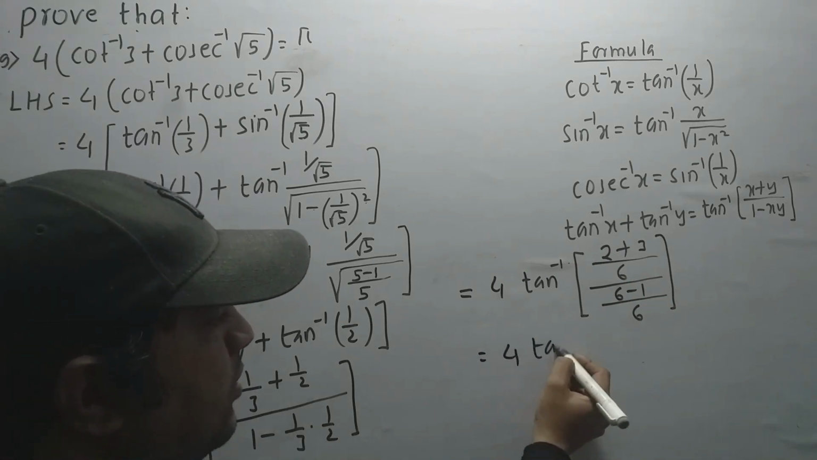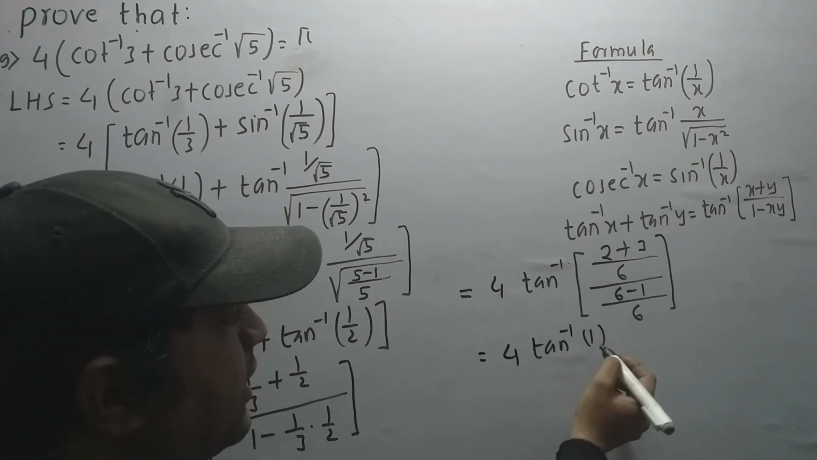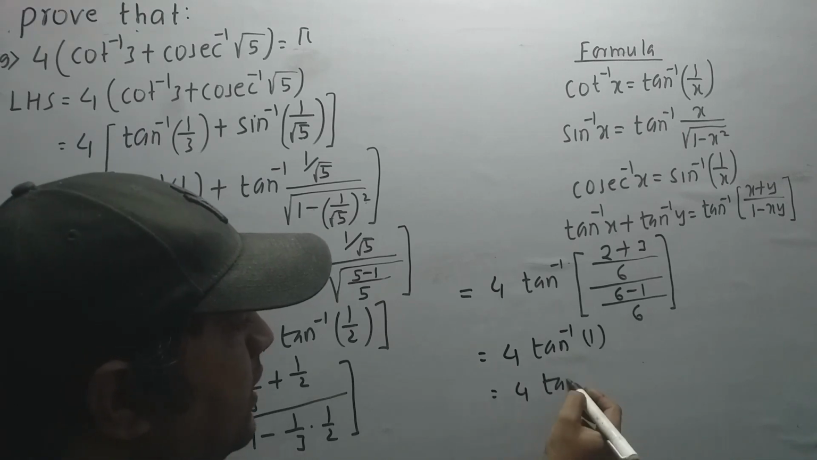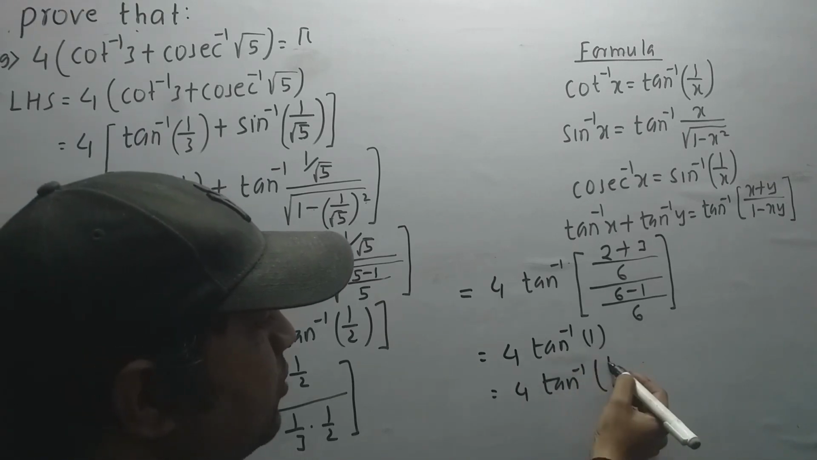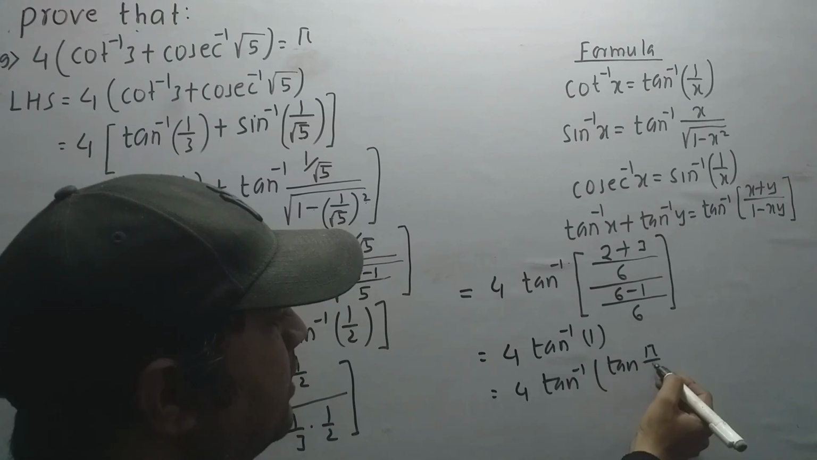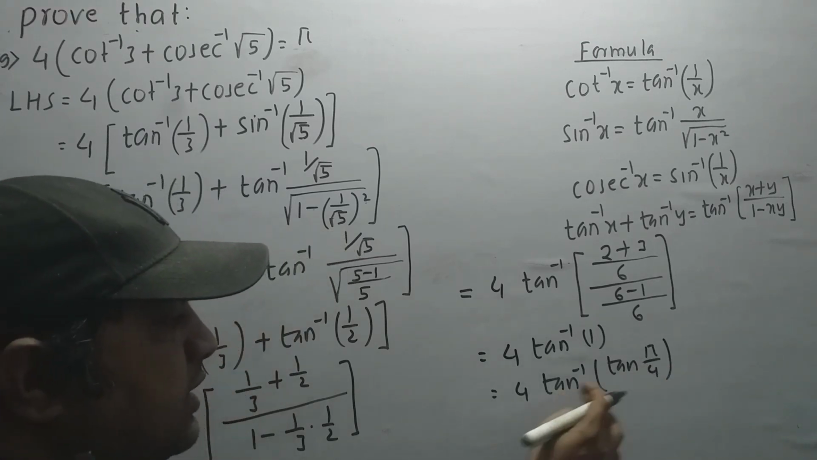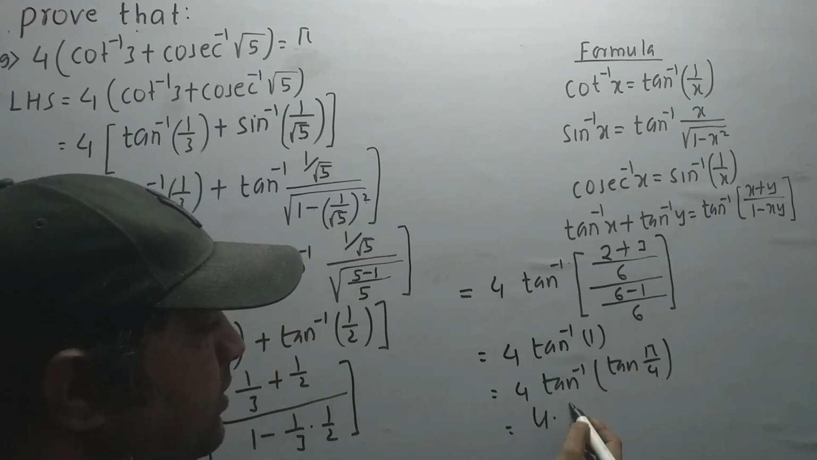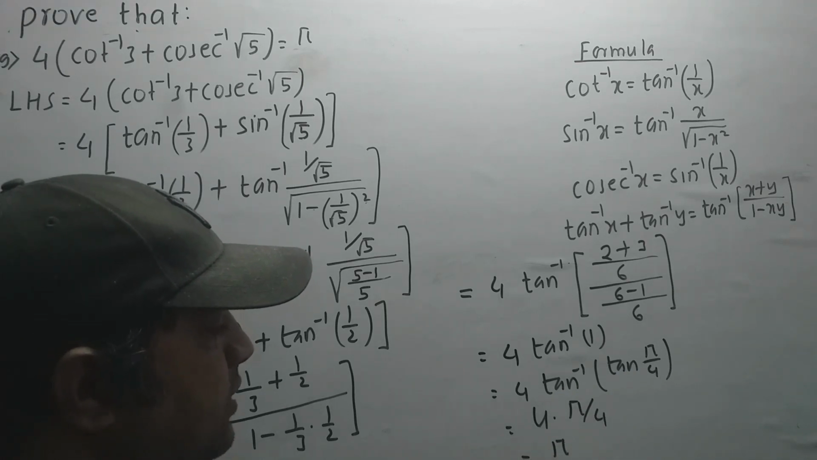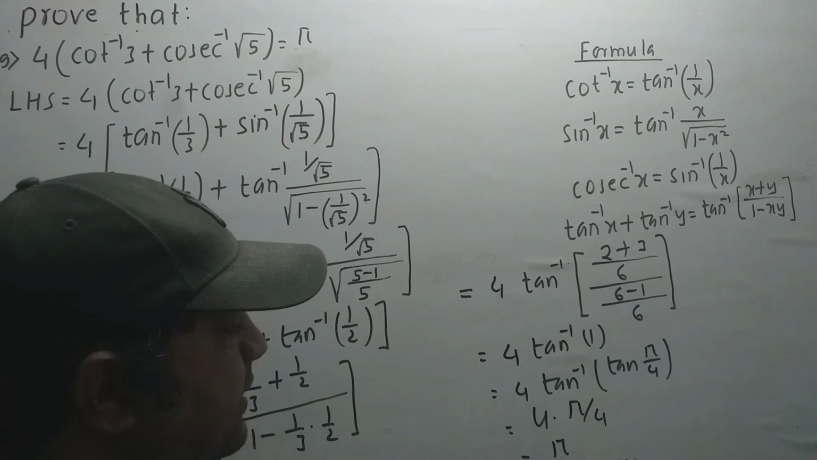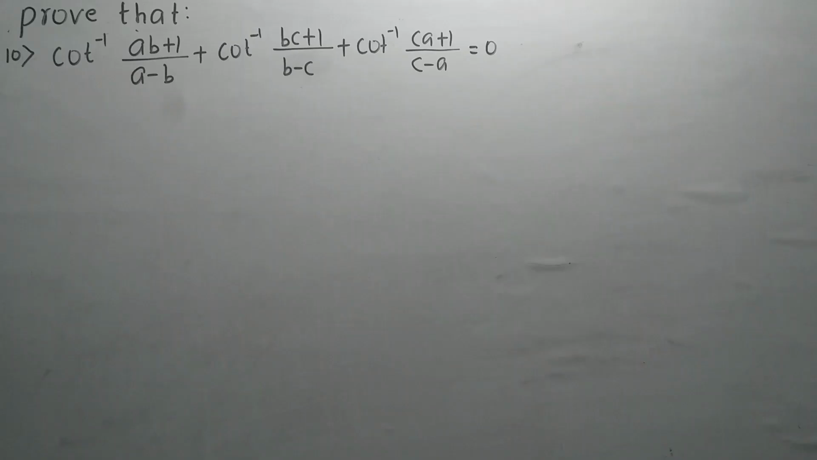So write here 4 tan inverse 1. 4 remains the same, tan inverse. In place of this 1, you can write here tan 45, that is tan pi by 4. Tan inverse and tan cancel the effect of one another. 4 times pi by 4, 4 and 4 cancel, pi. So this is our required right hand side proved.